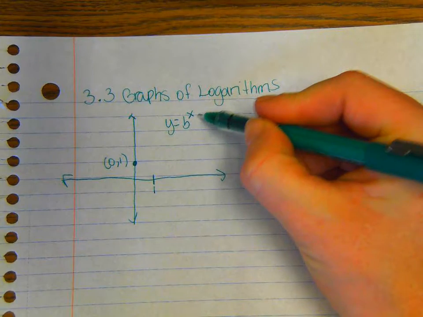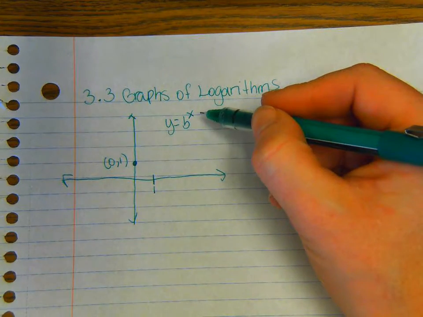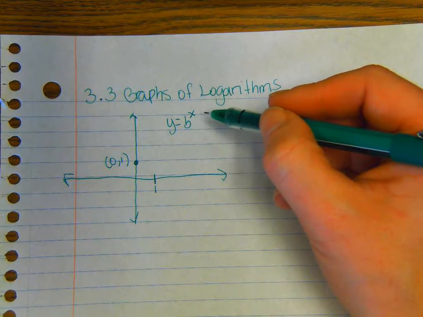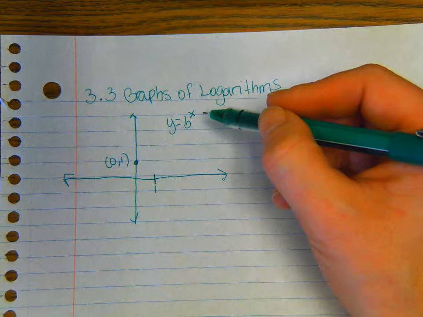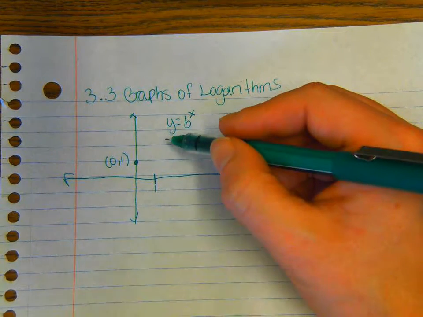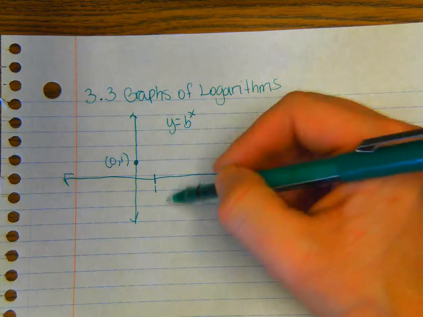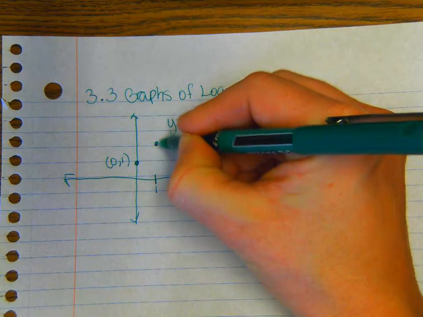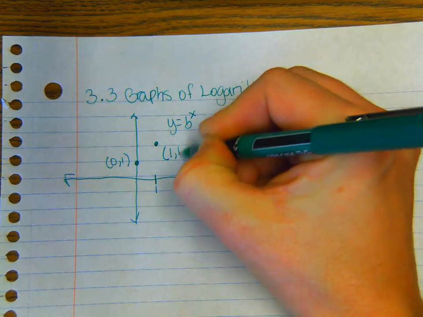Now, I don't know what b is, but I'm just going to assume whatever it is, like let's say it's 3, that would be the point (1, 3). Or if it were 4, it would be the point (1, 4). So I'm going to just do it in general, and I'm going to graph the point (1, b), whatever b is. And then we draw a curve.